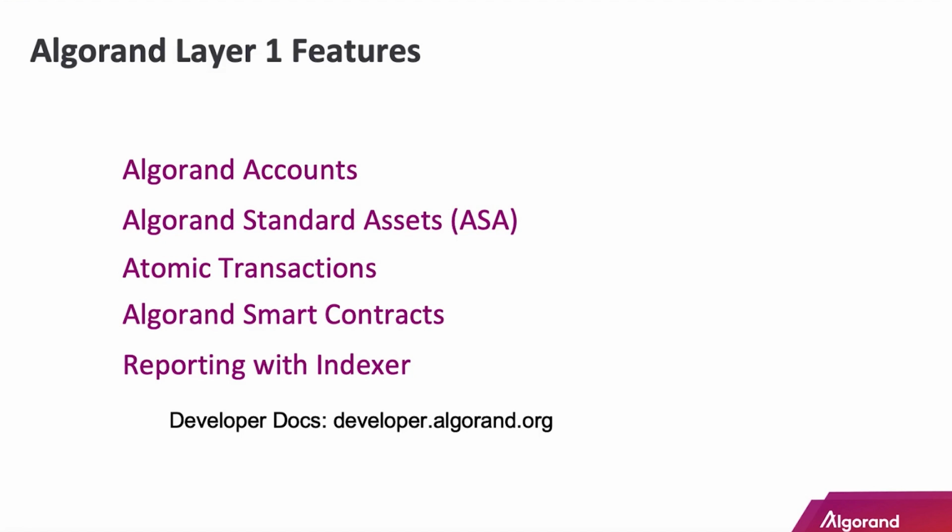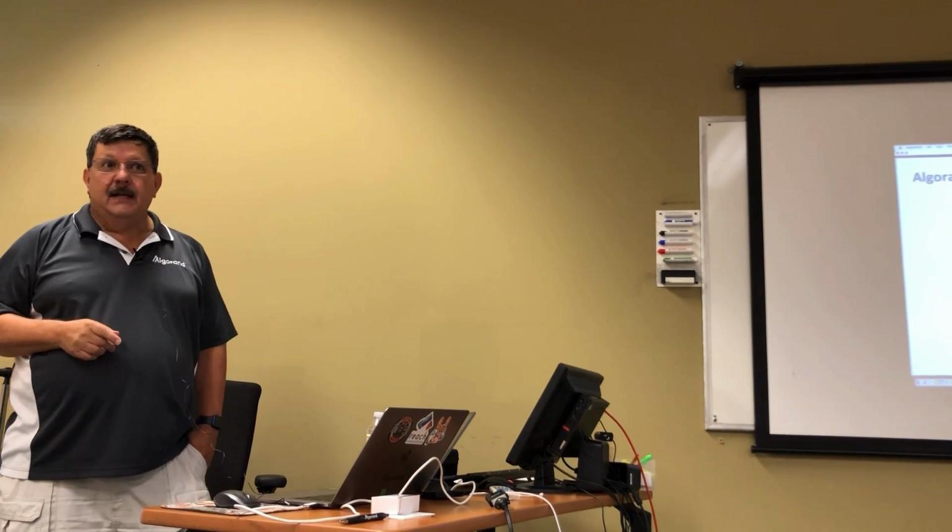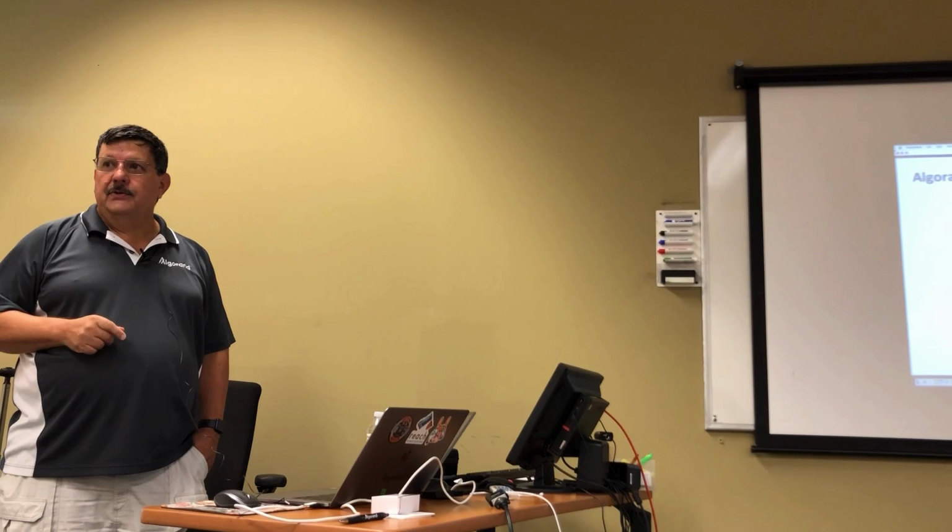The ASAs are your fungible and non-fungible tokens built right into layer 1. Real easy to create these. Atomic transactions: either it all works or it all doesn't. Those who come from a SQL Server background are very familiar with transactions in SQL Server. It'll roll back to the way it was before your whole set of tasks if any of them fail. And that really is the secret sauce a lot of times in building blockchain solutions.